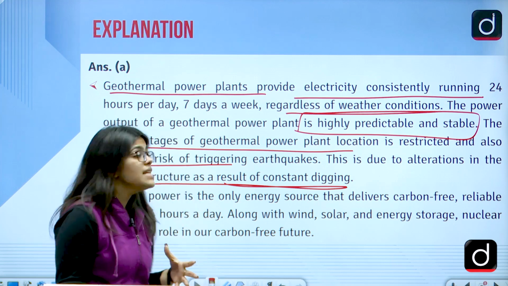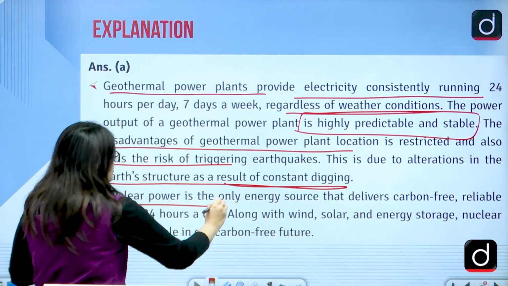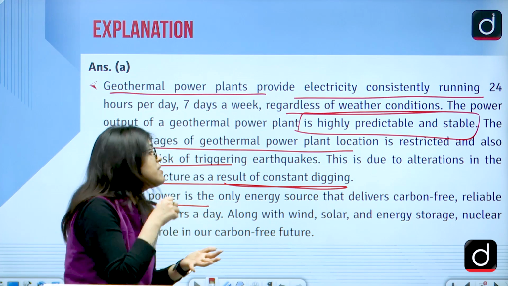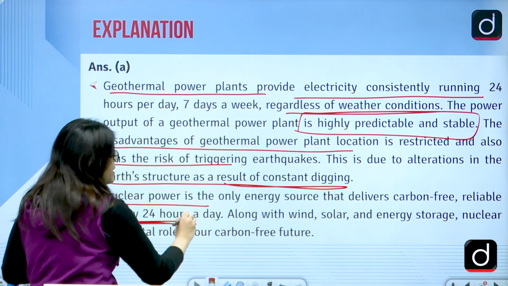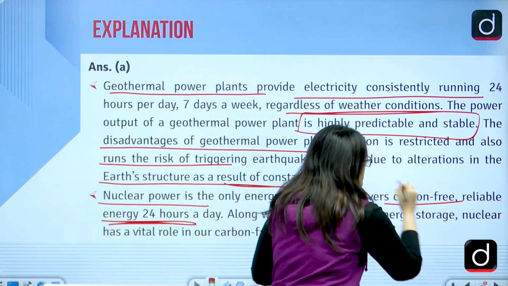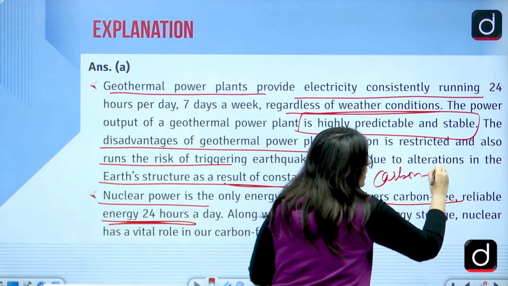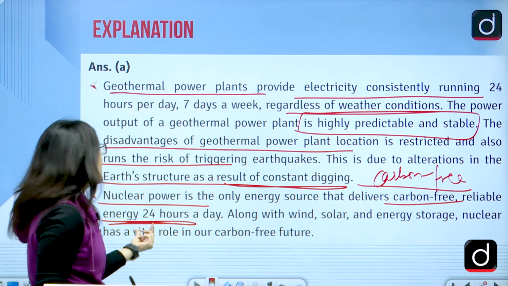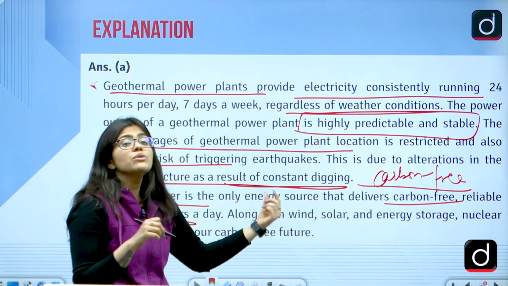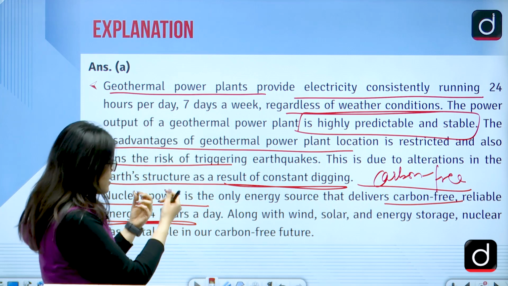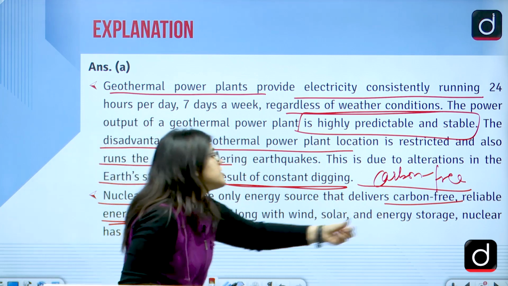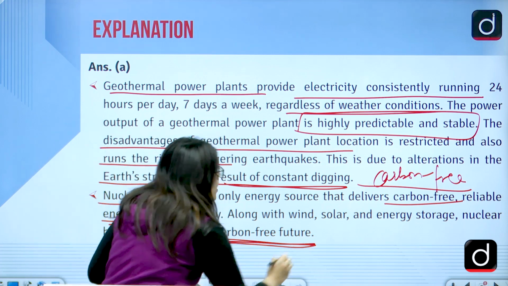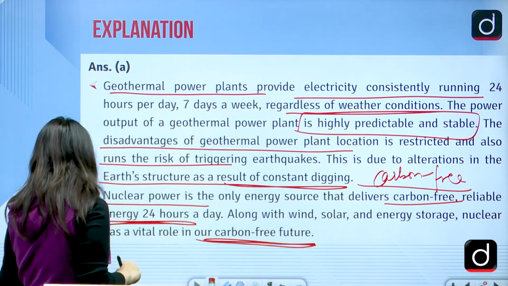Why? Because it is highly stable and it is highly predictable. So the nuclear power is the only energy that delivers carbon-free, reliable energy 24 hours. And this word is very important. So it is providing you with carbon-free energy. It is highly reliable and you can get it for 24 hours a day. Along with wind, solar energy and energy storage, nuclear energy has a vital role because it will give you a carbon-free future.